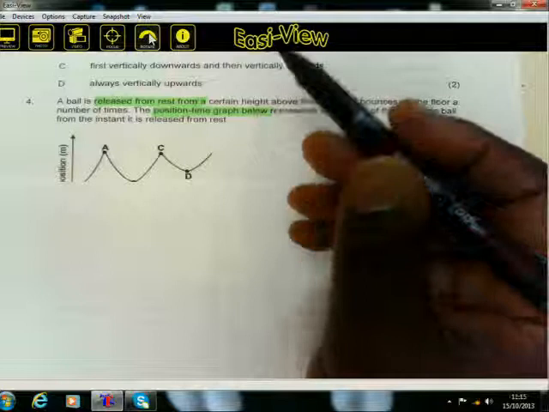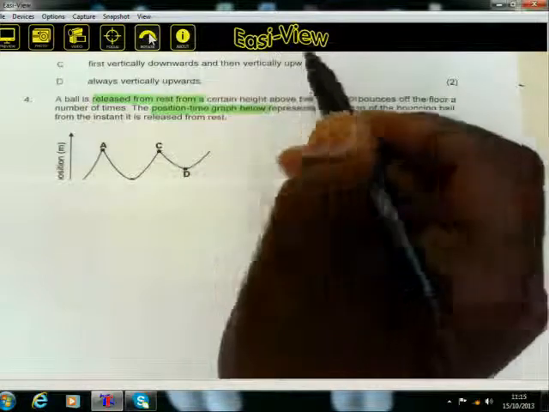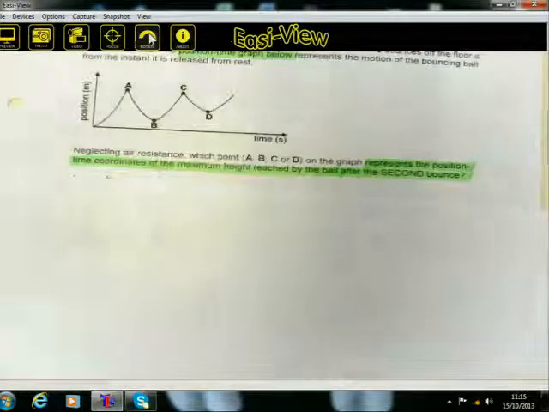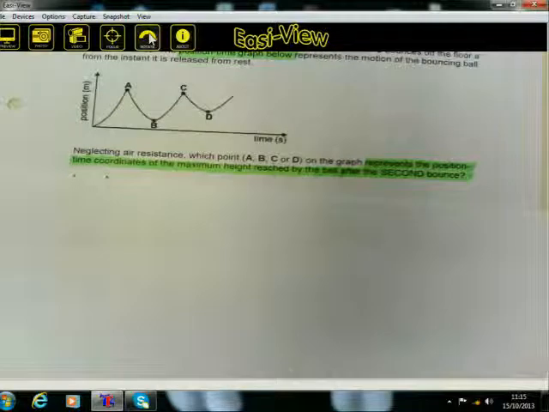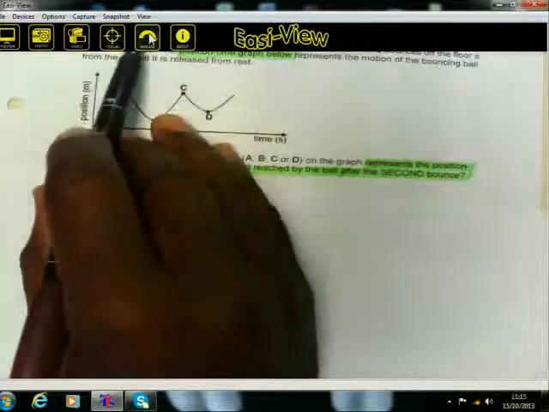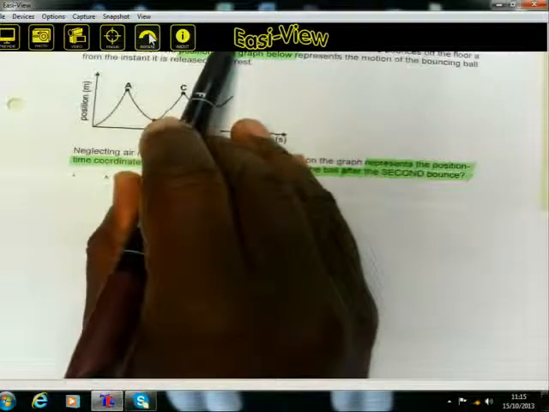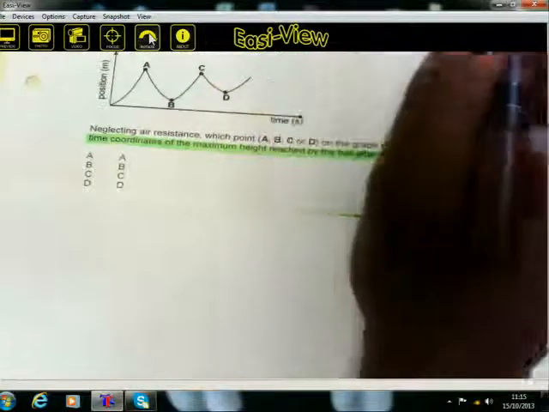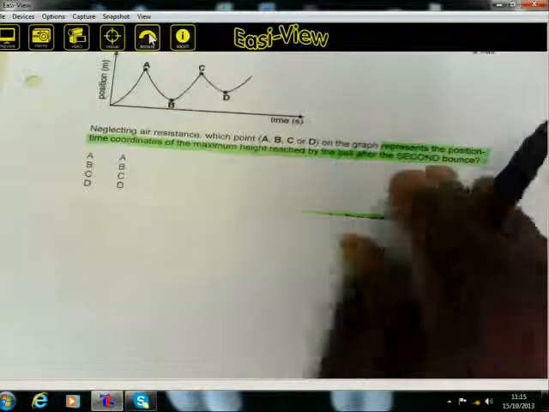So we cannot say that the acceleration changes. It points downwards in one situation and then it points upwards in another situation. It is always constant because it is the slope of a straight line. D says always vertically upwards. This cannot be true because we know that objects tend to fall towards the earth as a result of gravity, or the acceleration due to gravity.